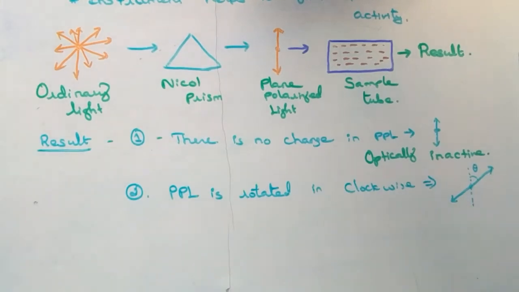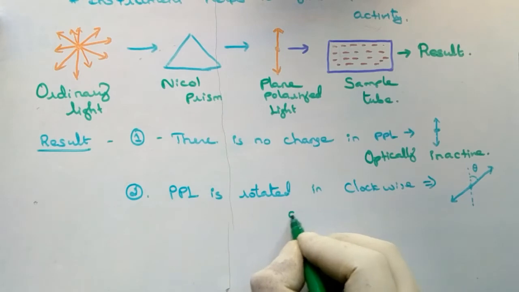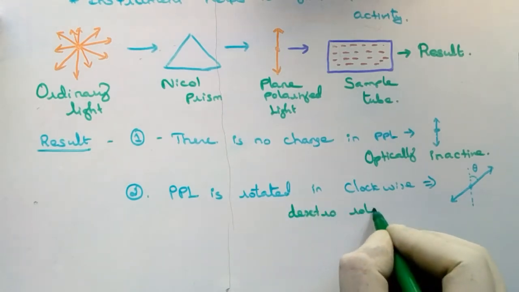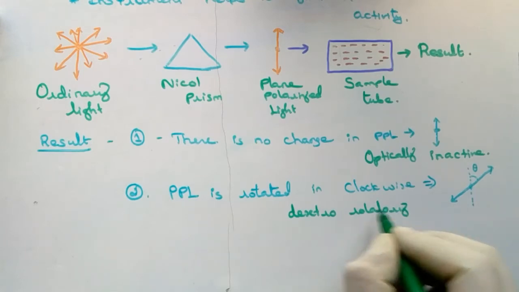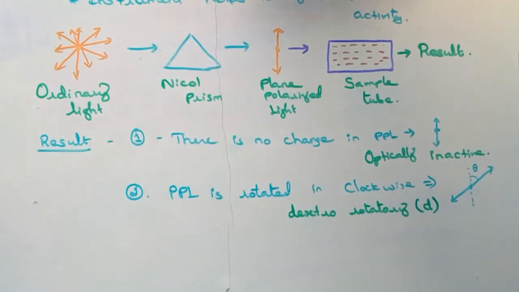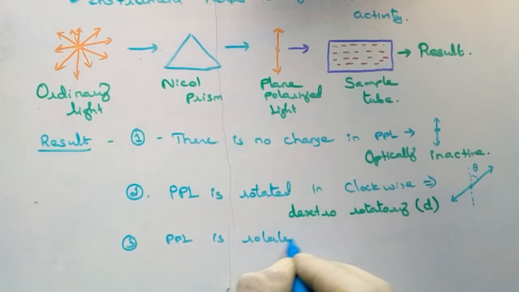Then the sample is called a dextro-rotatory sample. Dextro-rotatory. It will be denoted by small d. So dextro-rotatory in the sense the sample rotates the plane polarized light clockwise.